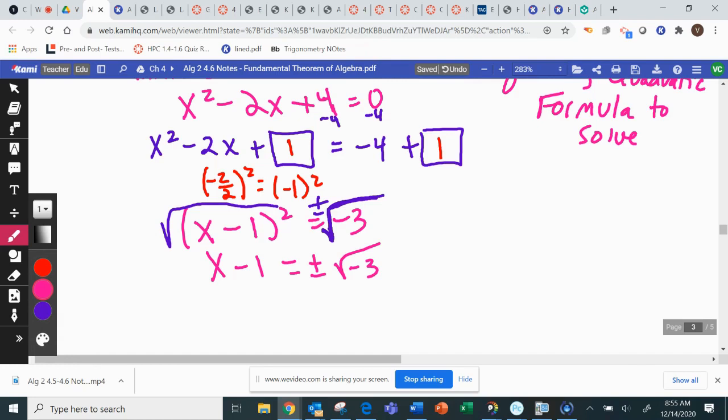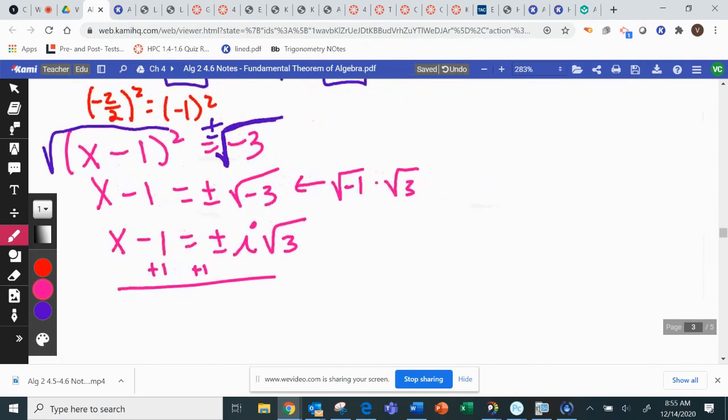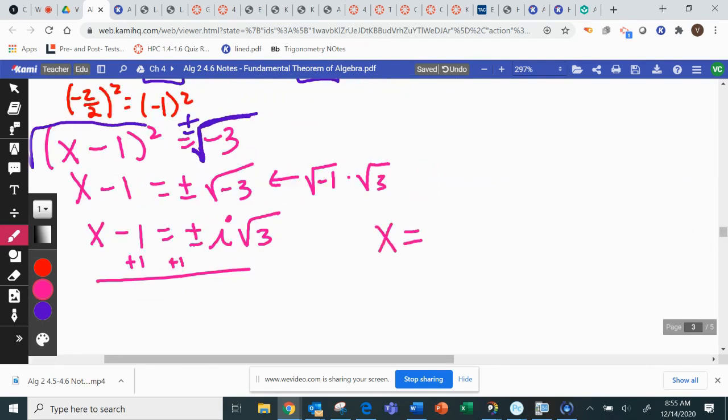Can I simplify the square root -3? Sophie, can I simplify square root -3? How? Yep. So this would be square root -1 multiplied by square root 3. So now we have x minus 1 equals plus minus i, and then square root 3 you can't do anything with. So square root 3. Then finally, let's move that 1 to the other side. And I get x equals 1 plus or minus i square root 3 as those two zeros.